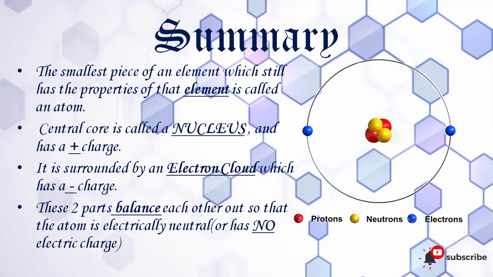Besides this, centrally a nucleus is present. Central core is called a nucleus and has positive charge. It is surrounded by electron cloud which has negative charge. And these two parts balance out each other so that the atom is electrically neutral, that is having no charge.